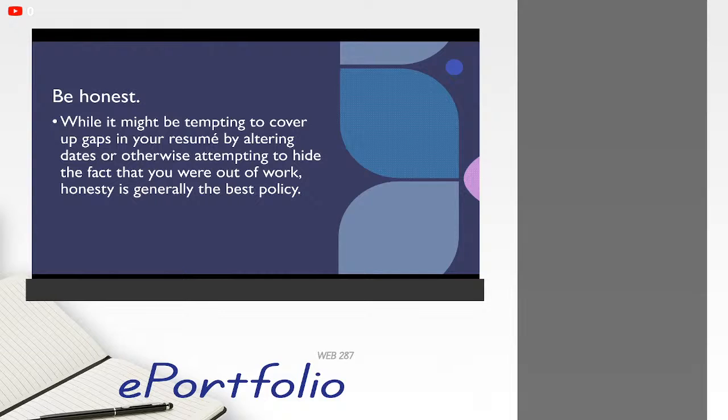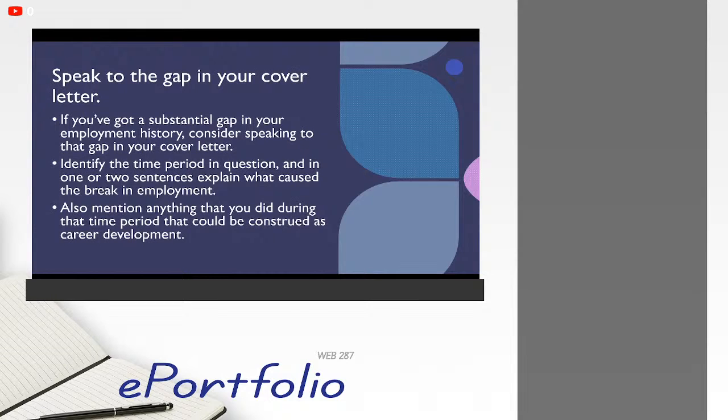So you may as well be honest and just include the gaps as they are. But if the gaps are bad and they want to cover up for those gaps, how can we get around that, right? Well, the first thing is to speak to the gap. And we're going to speak to the gap in two places, right? We're first going to speak to the gap in your cover letter.